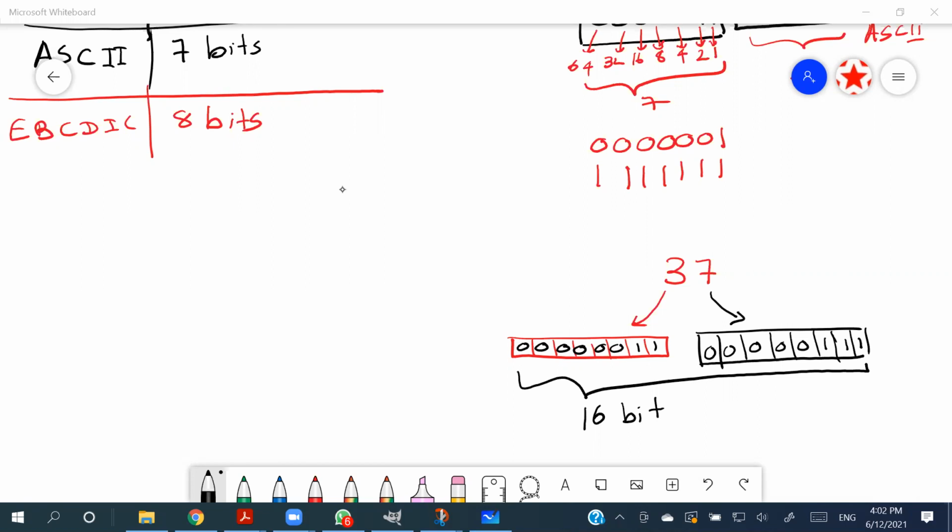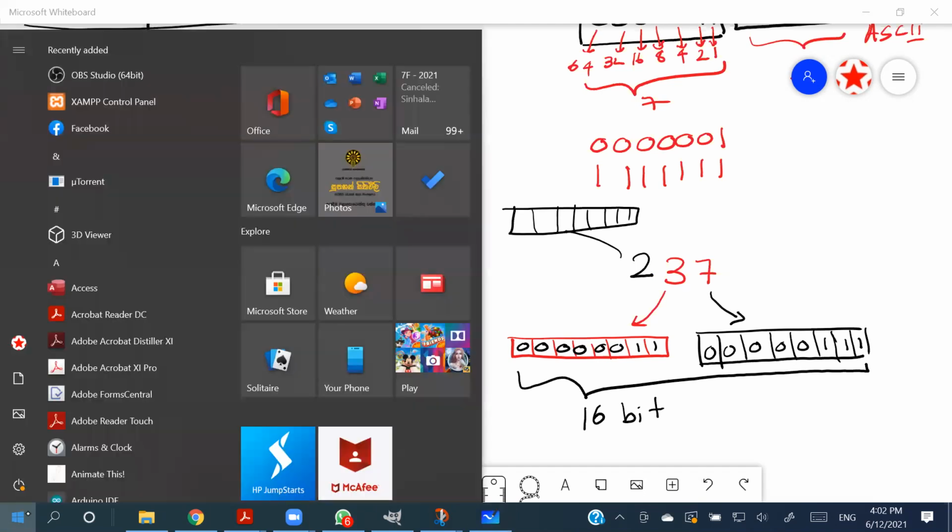Right? So if you are saying 237, this 2 is going to be written by another 7 bits. For each and every character you are using a 7-bit code. Right?